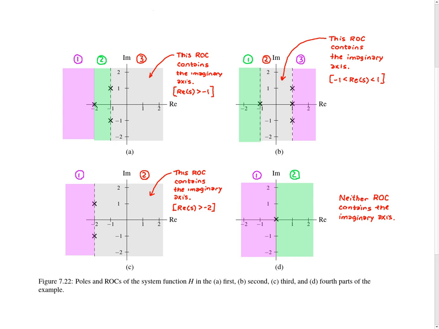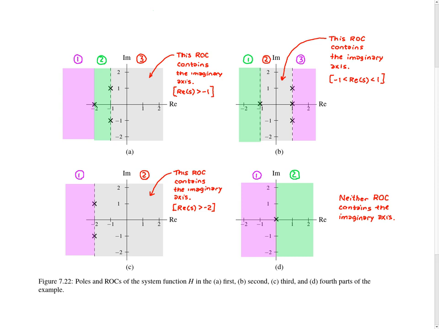The annotated figures A, B, C, and D on this page show the poles and possible regions of convergence for the system function big H, given in parts A, B, C, and D of the example respectively. Let's now consider each of these figures in order to determine the region of convergence of big H that corresponds to a BIBO stable system.